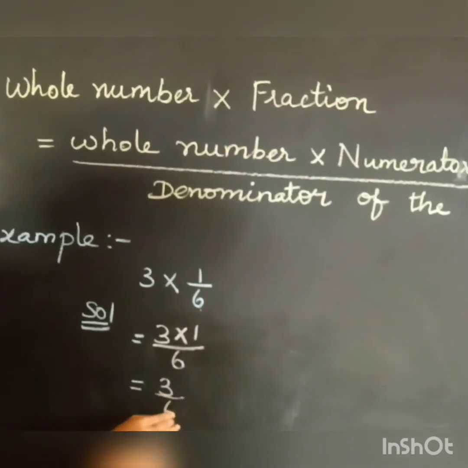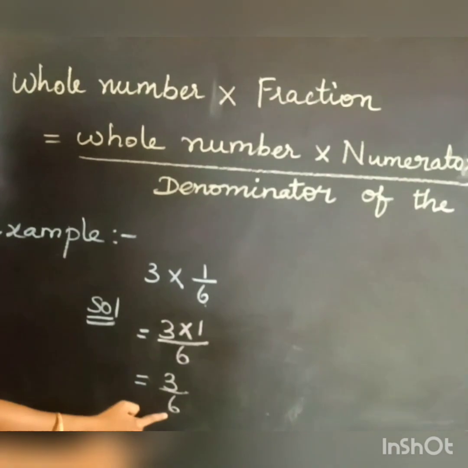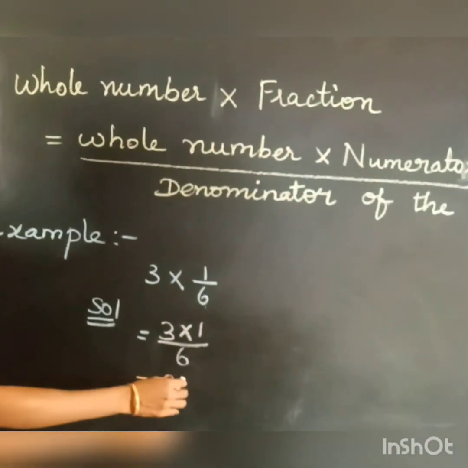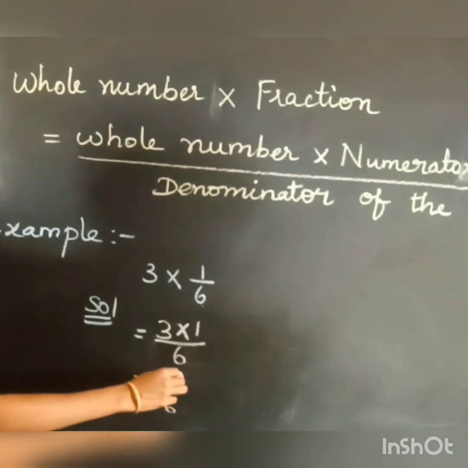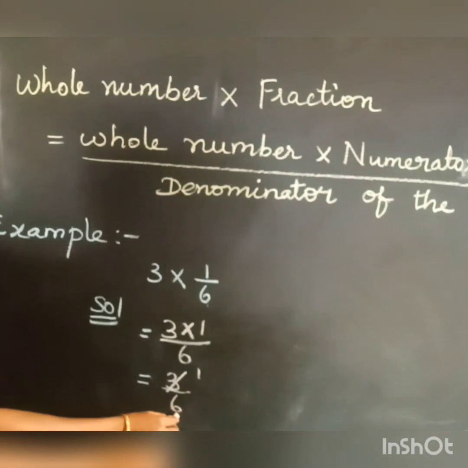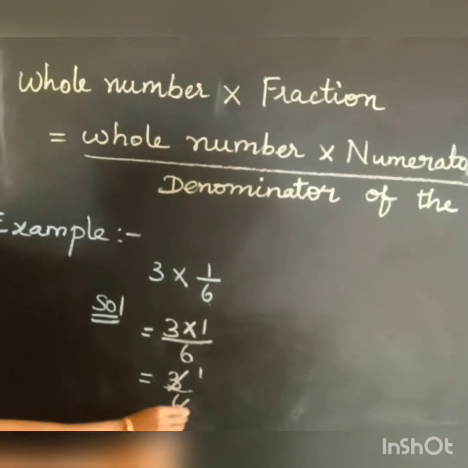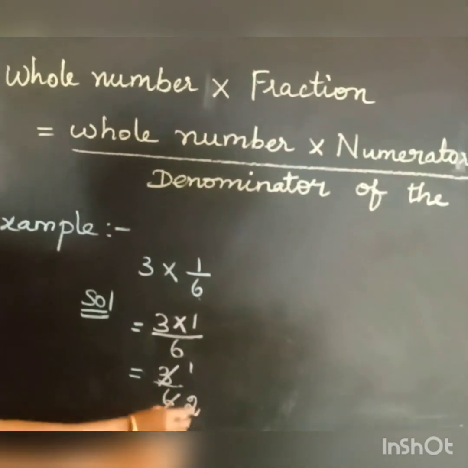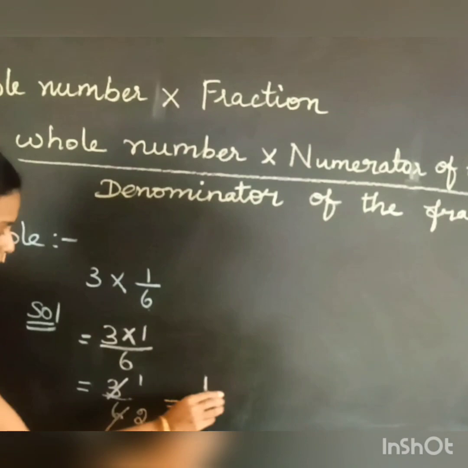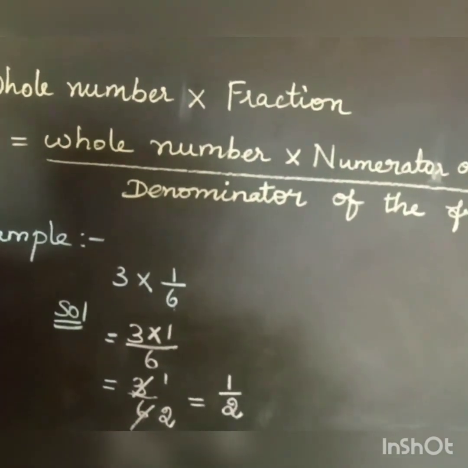See this 3 and 6, the numbers are in the multiplication table of 3. So we have to cancel. In the 3 table, 3 how many times? 1 time. In the 3 table, 6 how many times? Say the table: 1 3s are 3, 2 3s are 6. Now we simplify this fraction and get the answer, which is equal to 1 divided by 2. Which table are we using here? 3 table.